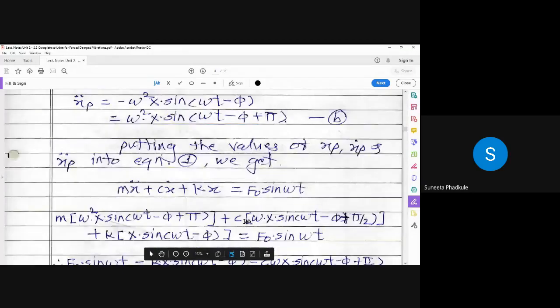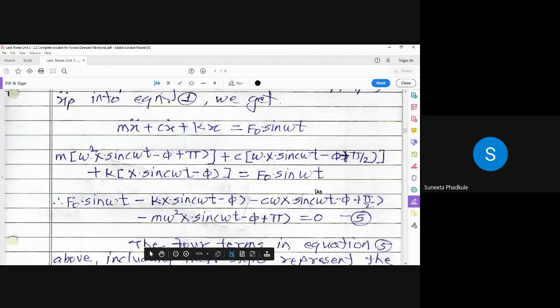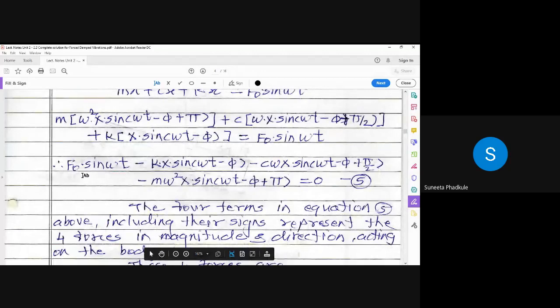Now let us analyze this equation. What is the first term? I told you all these 4 terms represent certain forces. The first term represents the external force. The second term represents the spring force. The third term represents the damping force. And the fourth term represents the inertia force.